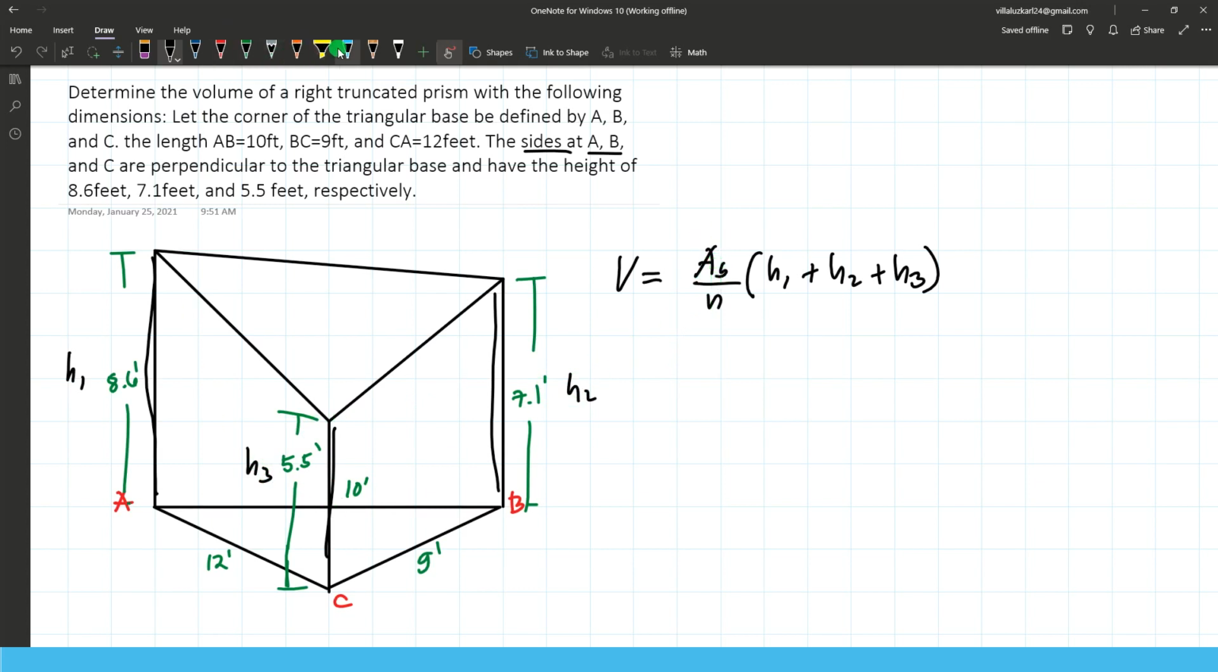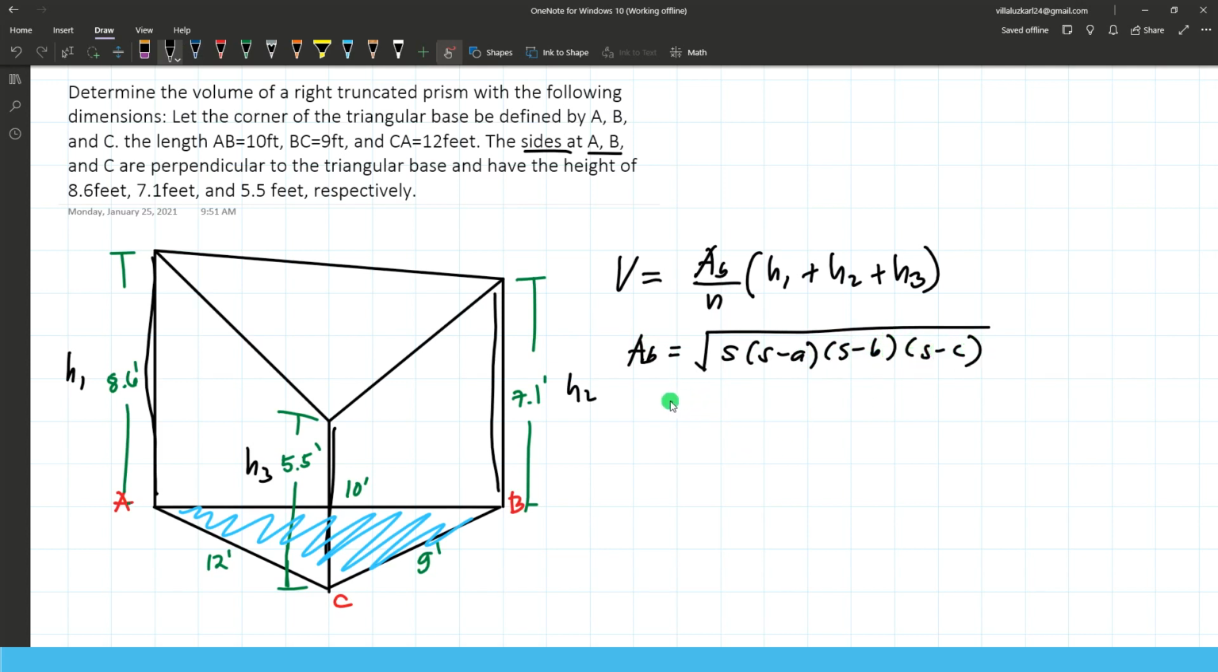This is the base here, which is a triangle with the given length of sides. So all sides are given. We can use Heron's formula. Using Heron's formula, the area of the base is equal to the square root of S times S minus A, S minus B, S minus C, where S is the semi-perimeter, or the sum of all the sides divided by 2. So the semi-perimeter is 15.5 when we compute that.